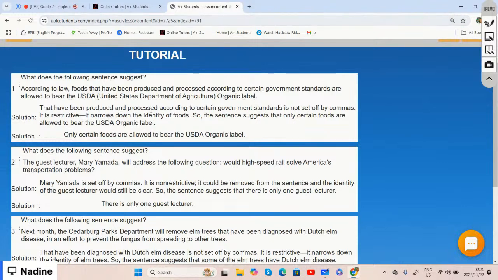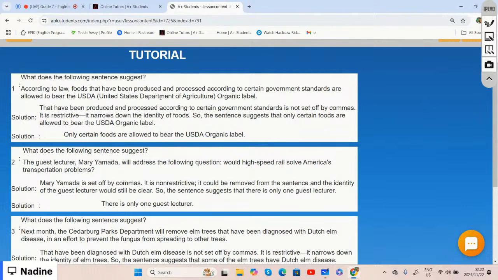It says, the guest lecturer, there we have a comma, Mary Yamada, will address the following question. Would high speed rail solve America's transportation problem? And there it is set off by commas. It says Mary Yamada, which is the person that is addressing whoever, like the guest lecturer, and that is set off with commas because now they're putting emphasis on who the guest lecturer is.